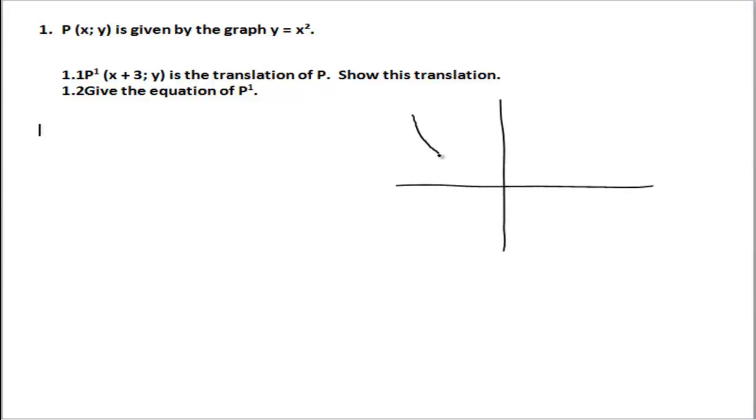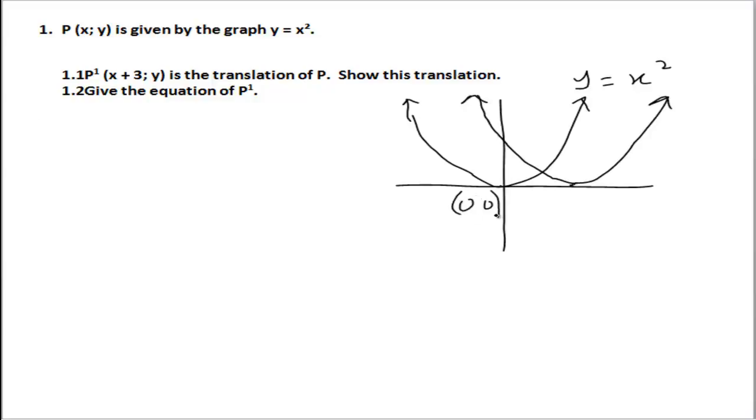Now you'll notice that this graph here is y is equal to x squared, which is a parabola. And according to this, they want you to move this graph 3 units to the right. If I move it there, this graph should look like that. So this coordinate here is (0, 0). You'll notice it's moved 3 units to the right, it becomes (3, 0).